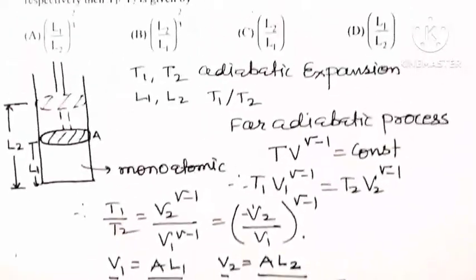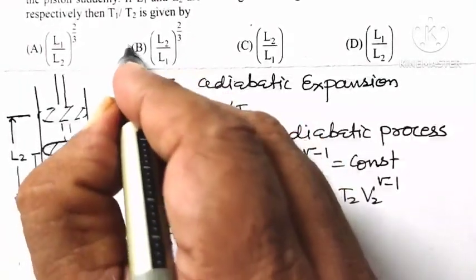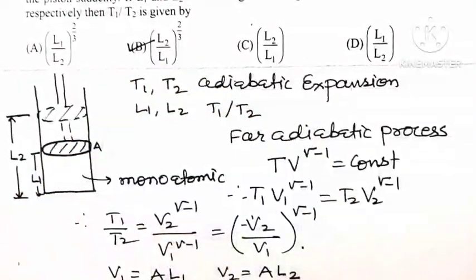So out of 4 options, L2 by L1 raised to 2 by 3 means option B is the correct option for this question.